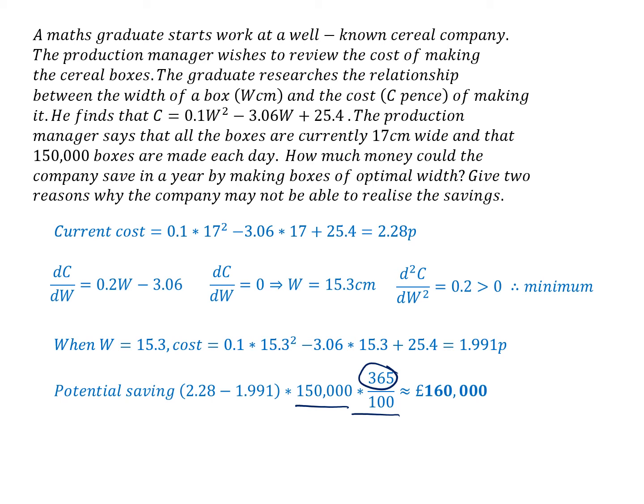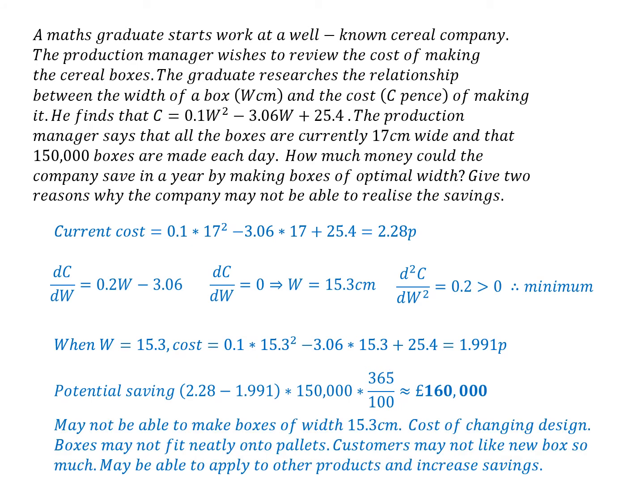Seems like a lot, but the production costs must be huge for all of the boxes, I imagine. But of course, in the real world, in the outside world, it's quite possible that there might be practical difficulties in actually realizing the savings. And here are some ideas for why that might be the case. So it either may not be possible to make boxes of the optimal width, or the cost of changing the box design may be high, so we may not realize all of these savings.